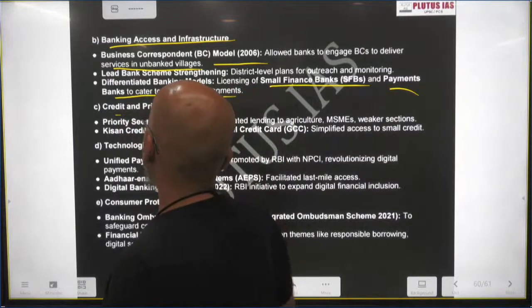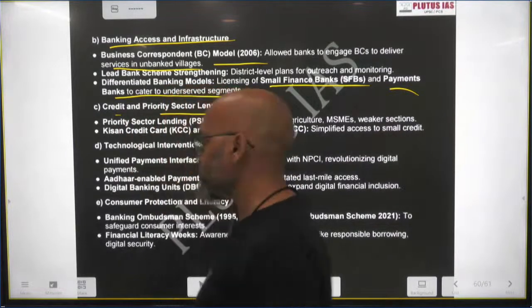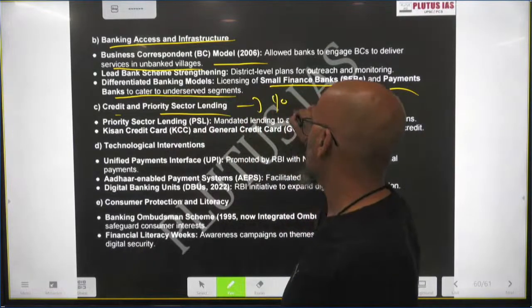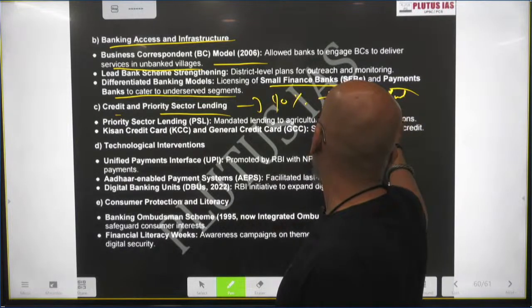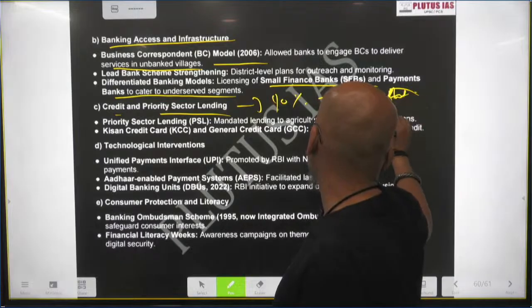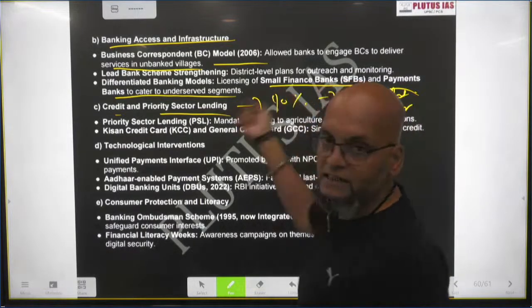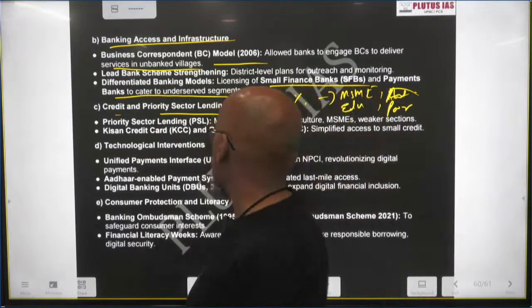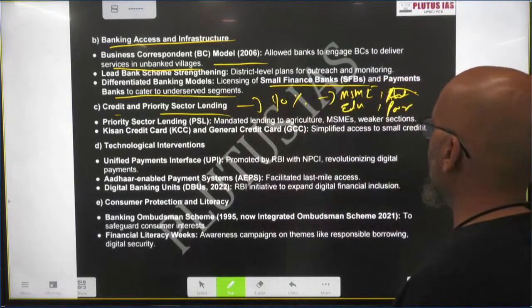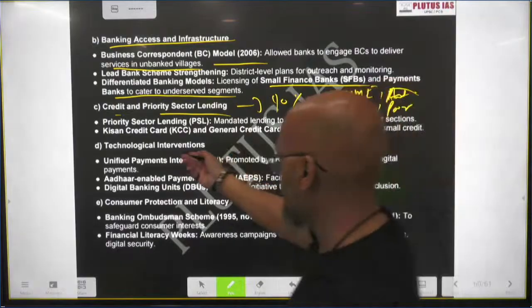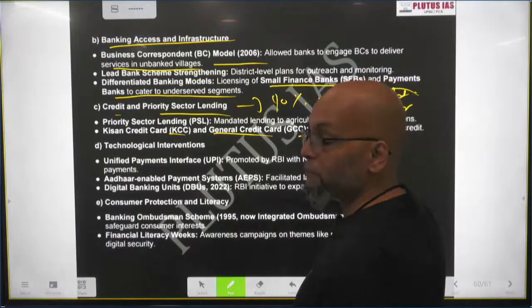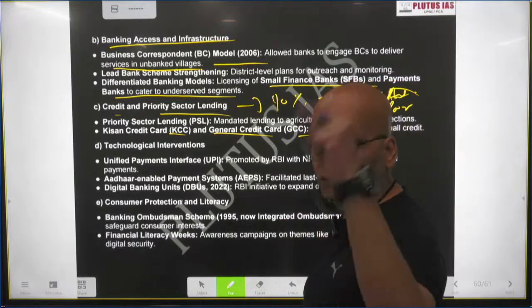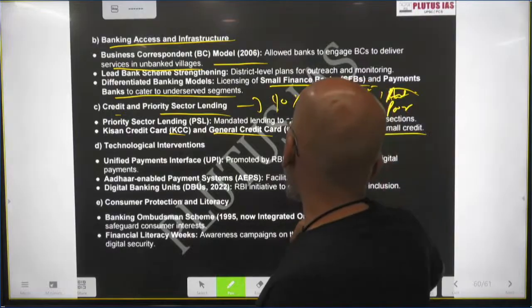Credit and priority sector lending, PSL, 40% in India, to sectors like MSME, education, rural, that is agriculture. You can write agriculture here. Poor. So providing loans to these people. Priority sector lending mandated lending to agriculture, MSME, weaker sections. Kisan Credit Card, General Credit Card, GCC. Simply from a Kisan Credit Card, you can take funds up to 1 lakh. Simplified access to small credit.